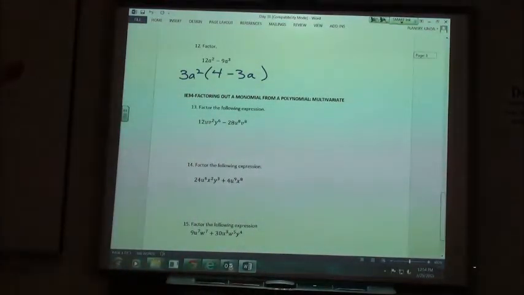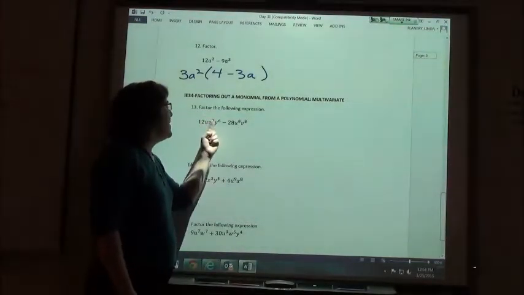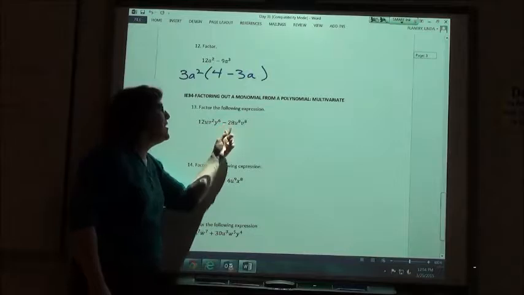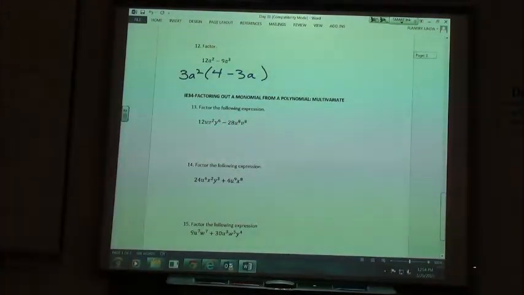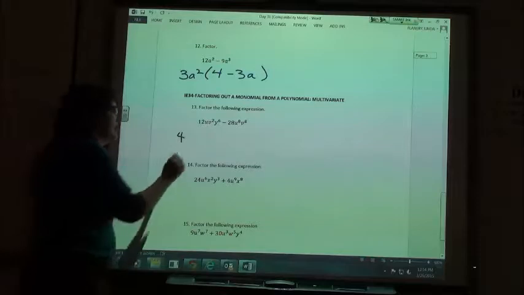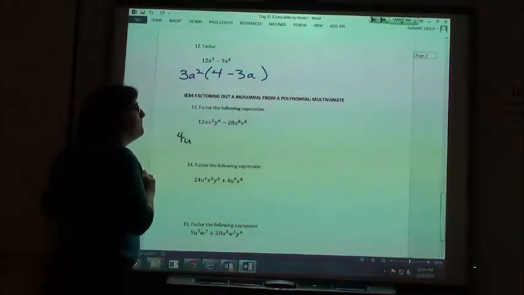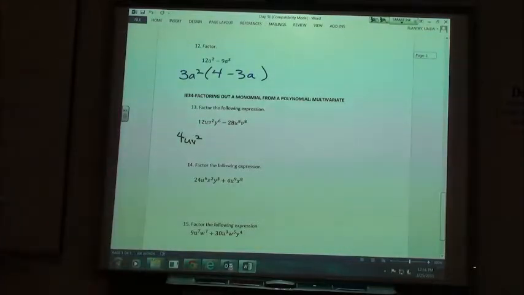So then they did the short ones. Now, of course, they get the little longer ones. If I have 12u v to the 2nd, y to the 6th, minus 28u to the 8th, v to the 8th, my greatest common factor, if I have 12 and 28, would be 4. And then I can take out a u and a v squared. Can't do y's because there's not a y common to both.